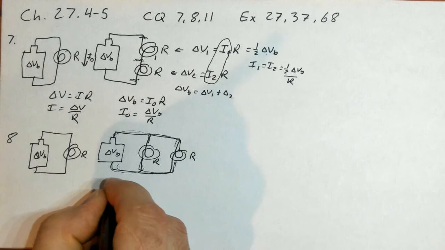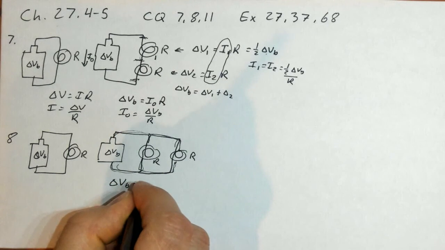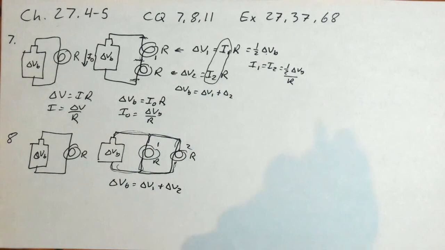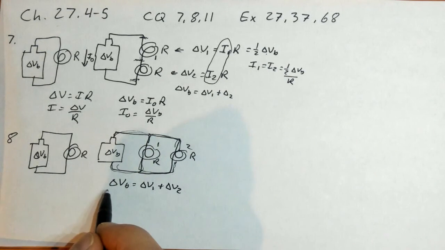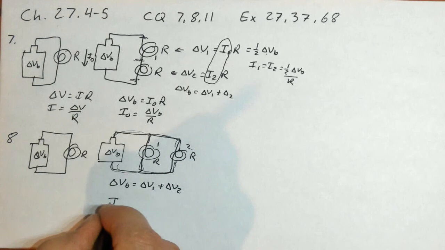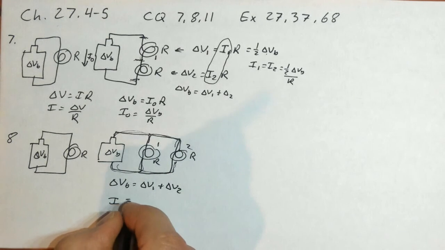So that means that delta V_B equals delta V1 and delta V2, if we call this number 1 and 2. So they all have the same potentials. They all have the same resistance, which means, by Ohm's law, the currents should be the same.